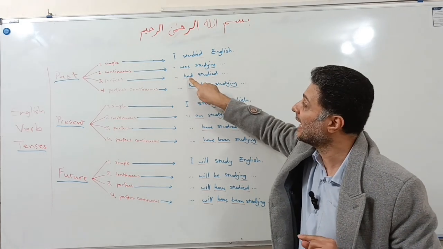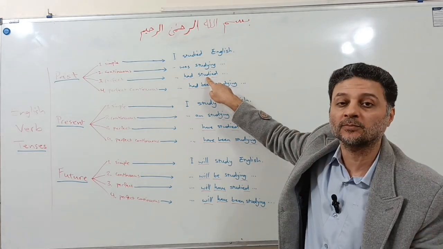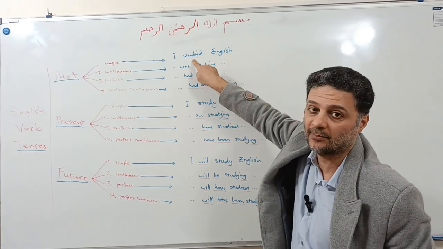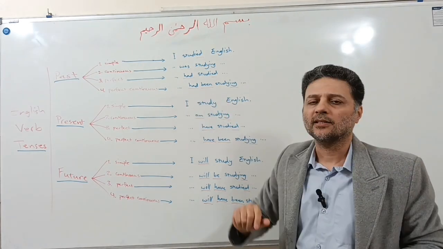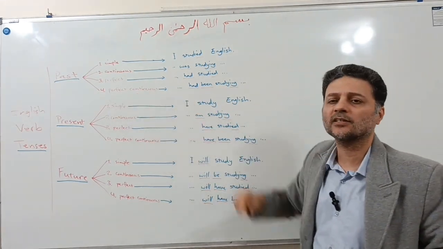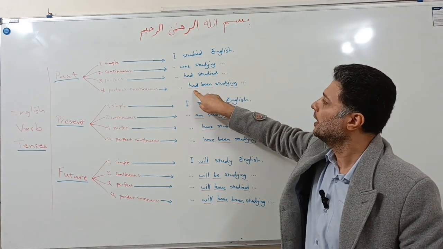But in the perfect one, we use had plus verb, of course, the PP form of the verb, the third form of the verb, not the past form, like in the example I gave in the first subcategory, past simple tense. Well, let's move on to the next subcategory, perfect continuous or perfect progressive, as some grammarians call it.